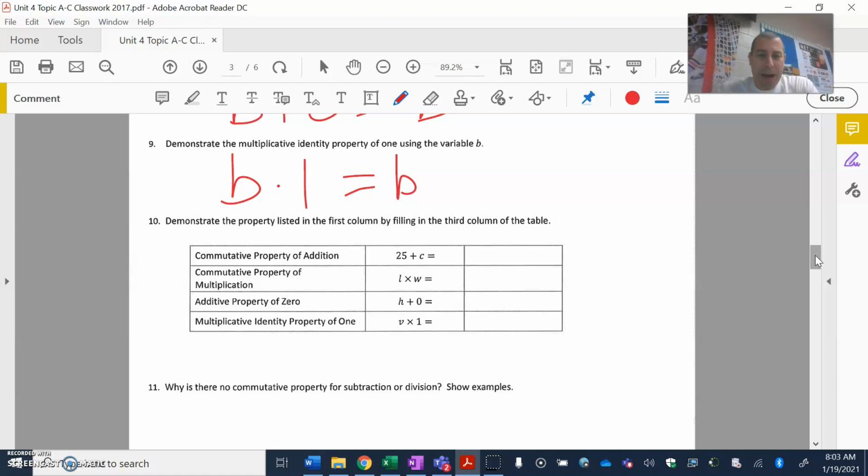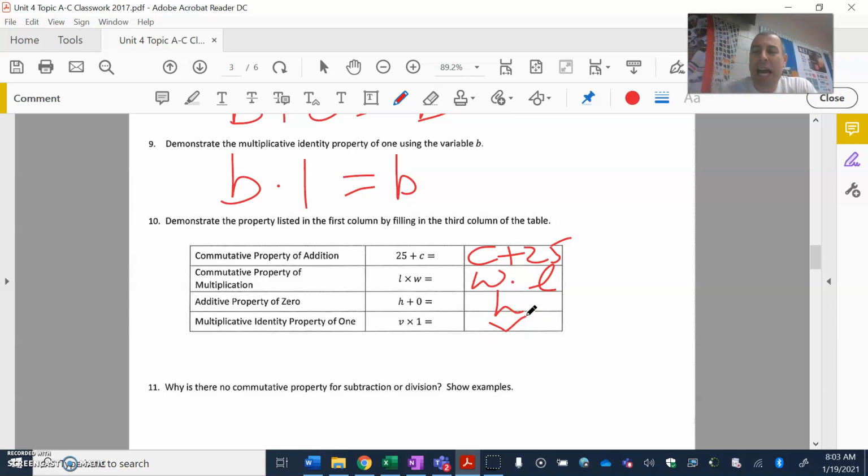All right, so demonstrate the property listed in the column by filling in the third one there. Okay, commutative. Remember, commutative means to flip the order. So instead of 25 plus C, C plus 25, flip the order. Not a fan of the multiplication symbol here. Just want to point that out there. Commutative, again, flipping the order. W times L. Additive, what happens when you add 0 onto something? Nothing. We just get H. Multiplicative identity, what happens when you multiply by a 1? Nothing. We just get our.